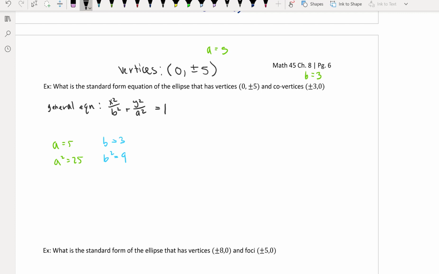So now I just plug it into my equation. I have x squared, and now I have my b squared, so that b squared value is going to be 9. Plus, now I have y squared divided by my a squared, and my a squared value is equal to 25. And the ellipse is always equal to 1. So that is going to be my equation. Okay.